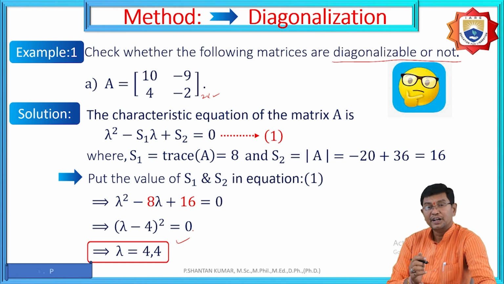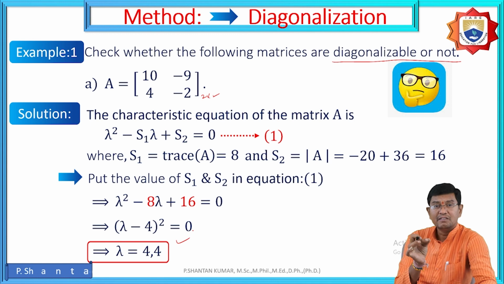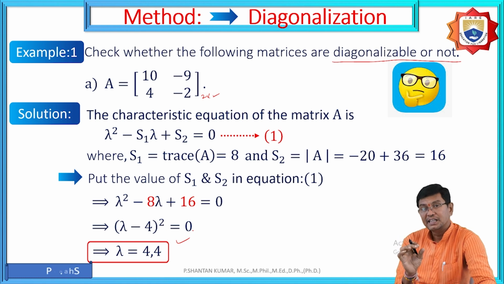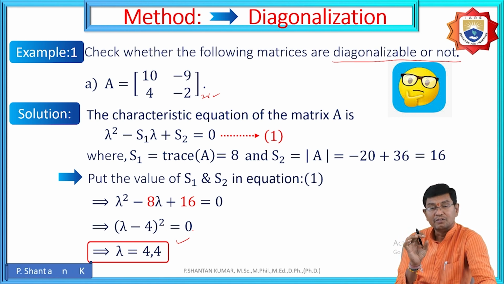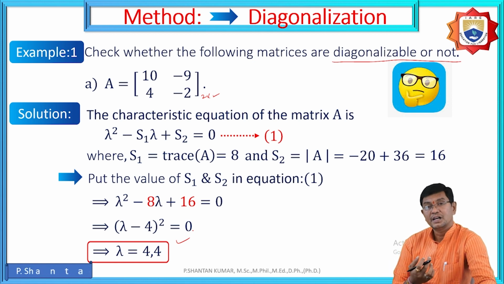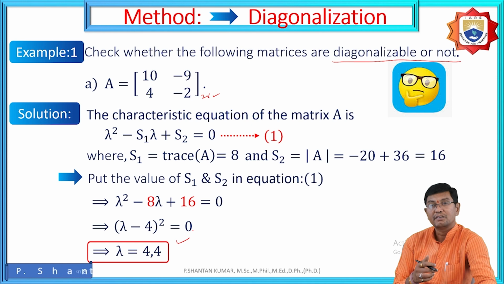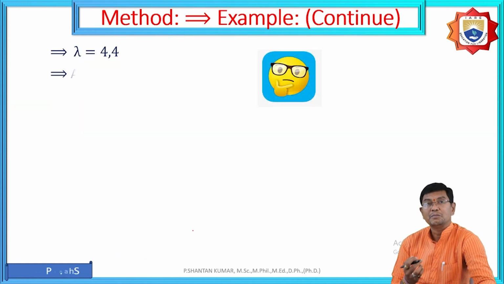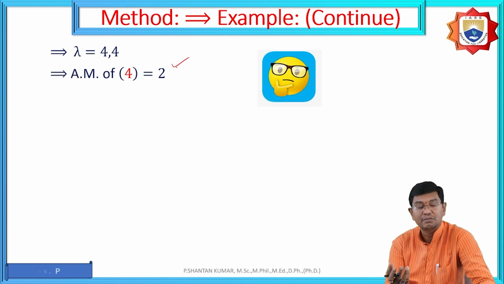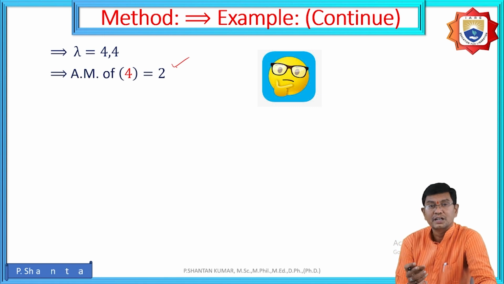Whenever the eigenvalues are different, the matrix is automatically diagonalizable. But whenever the eigenvalues are repeated, we need to check for that particular repeated eigenvalue its algebraic multiplicity and its geometric multiplicity. The algebraic multiplicity is how many times the eigenvalue is repeated. For example, 4 is an eigenvalue that is repeated 2 times. Therefore, the algebraic multiplicity of lambda equal to 4 is 2.